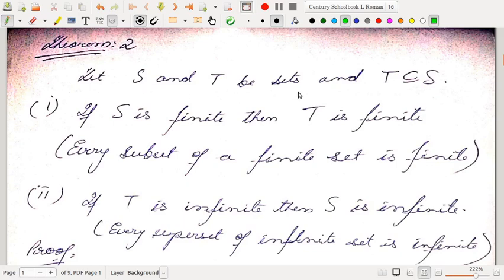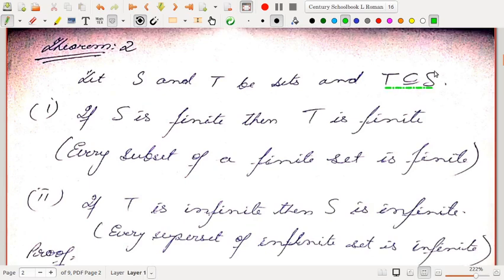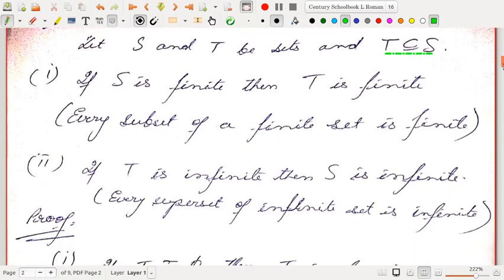Let S and T be sets and T be a subset of S. It's quite obvious that if S is a finite set, then its subsets will be finite. But then we have to prove it rigorously from the definition that we have adopted. So every subset of a finite set is finite. This is the first result. If S is finite, then T is also finite.